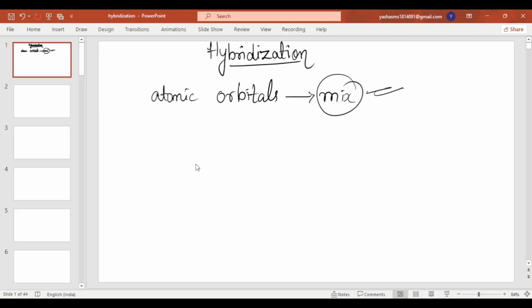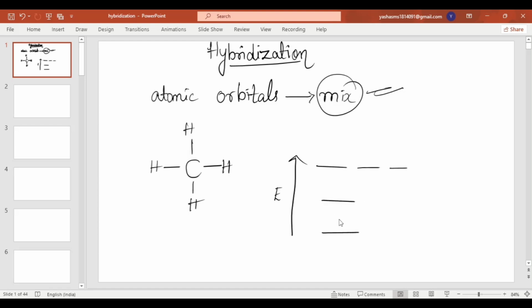As an example, I will take one simple molecule which is methane, CH4. Here, what will happen? I will write the electronic configuration of the carbon atom in this way. Suppose it is increasing in energy like this. In ground state, how will it be, and in excited state, how will it change? This is 1s, this is 2s, and this is 2p.